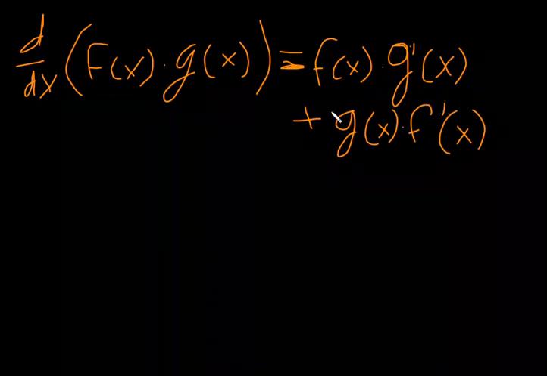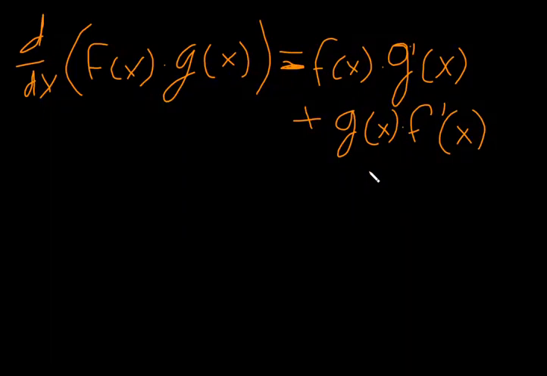And you can actually use this to prove the constant coefficients rule that we had in the last video by letting f of x be a constant. And so then we know f prime of x is 0, and so this is just a constant times the derivative of g of x.